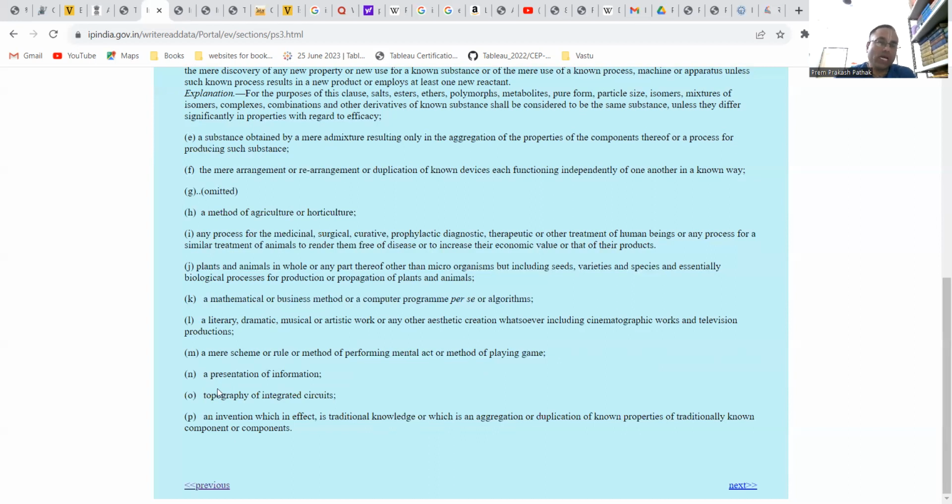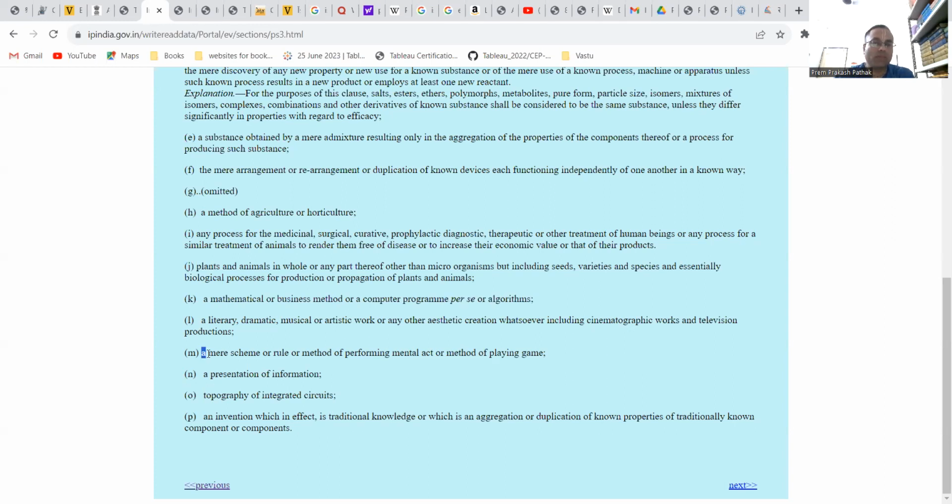Okay. And K. K is a mathematical or business method or computer program per se or algorithm. So just a business method or any mathematical formula, or if you have written a computer program or an algorithm, those are also not patentable. 3L. L for literally, you can remember literature. So any literature, drama, music, art, these are the things for copyright, and these are not patentable.